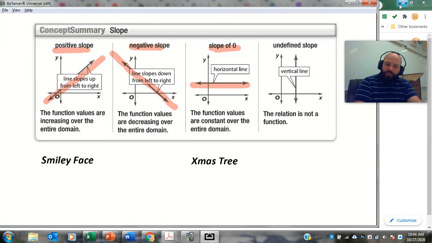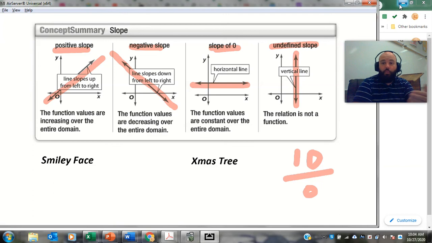The last one, which is your undefined slope, is what gives you a vertical line. And remember, undefined, I think in yesterday's example, we had 10 over 0. You could have -5 over 0 or 1 over 0. Anything with a 0 on the bottom, it's not allowed to have a 0 on the bottom, that is undefined. That will give us a vertical line.